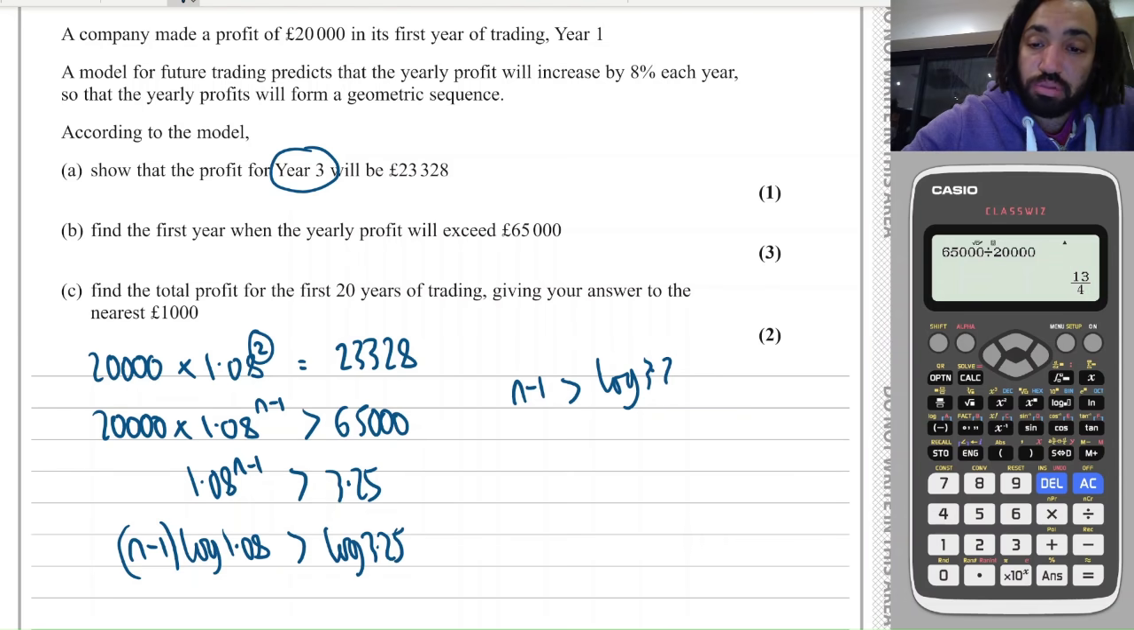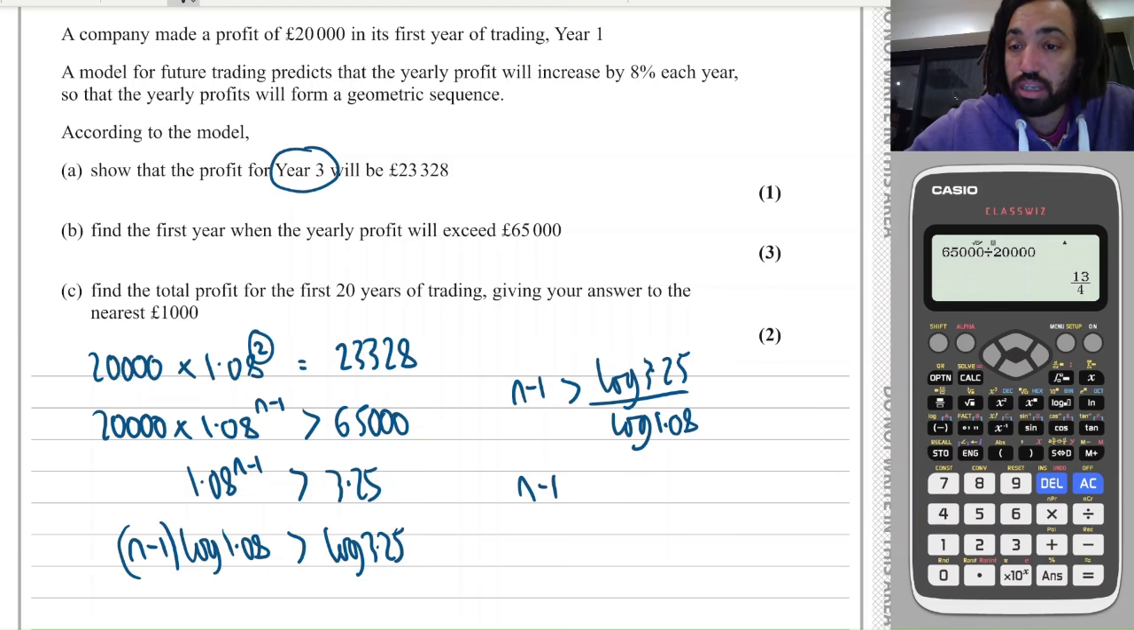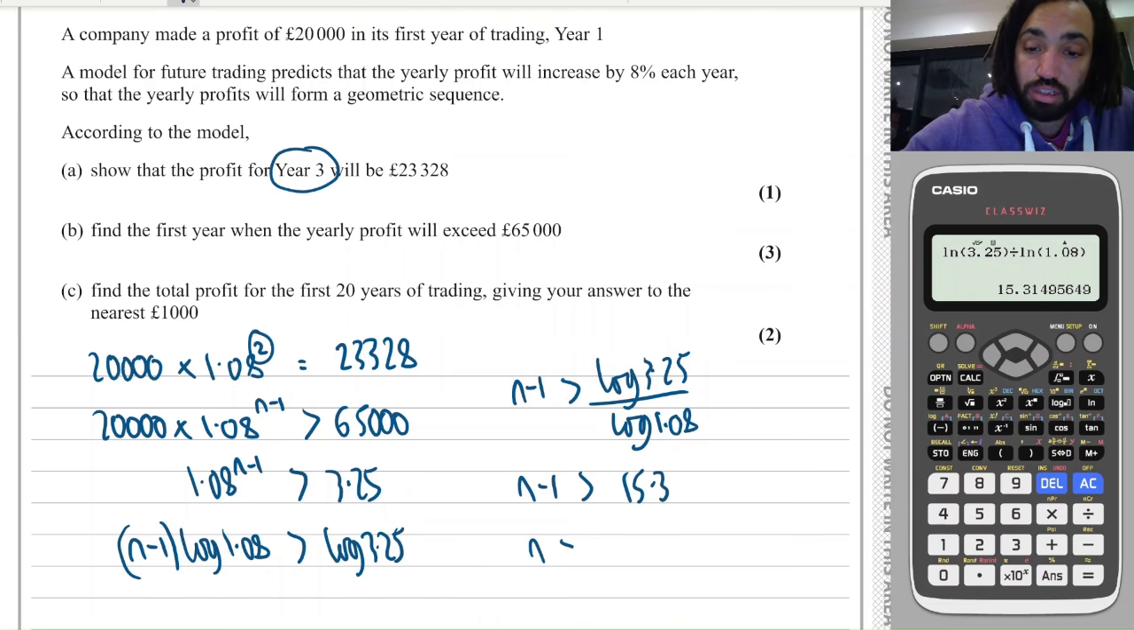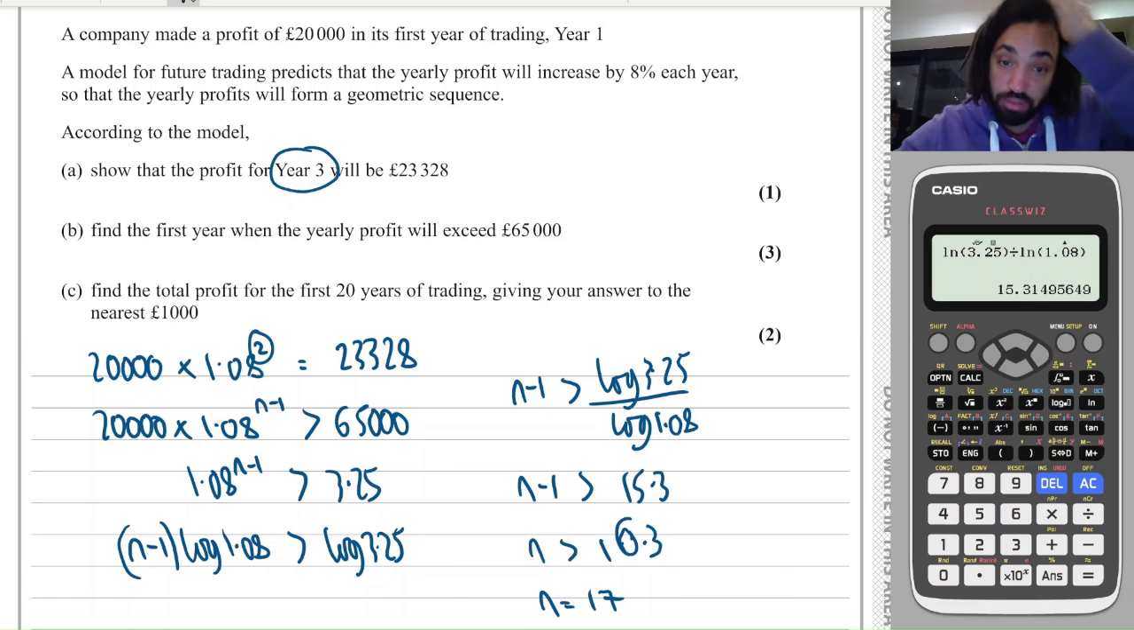So this will tell me that n-1 is greater than log 3.25 over log 1.08, and I can use ln just rather than logs. It's the same thing, just different bases. And it's going to be 15.3. So n has got to be greater than 16.3, which means that n will equal 17, because it has to be a whole number for the years.